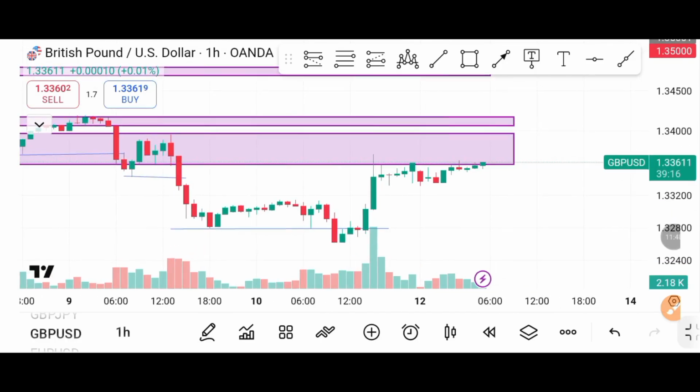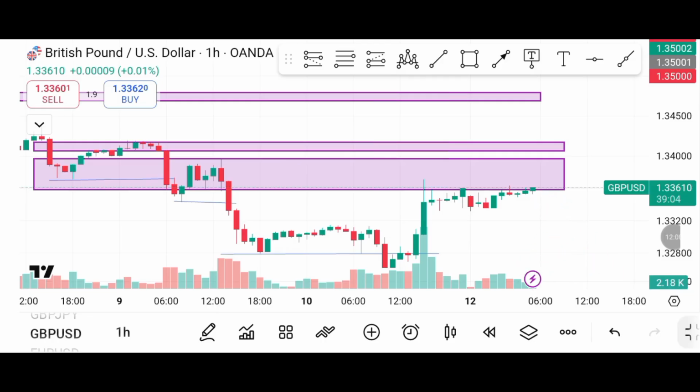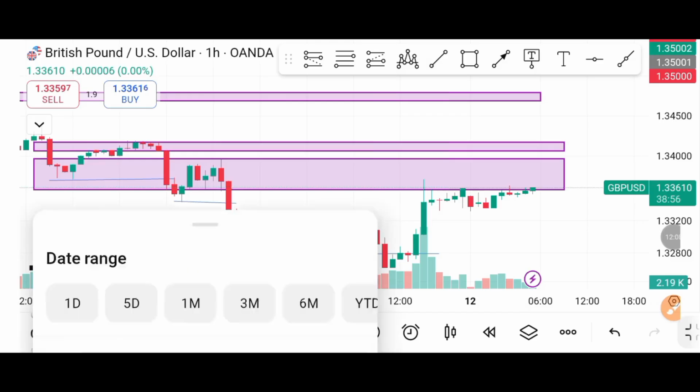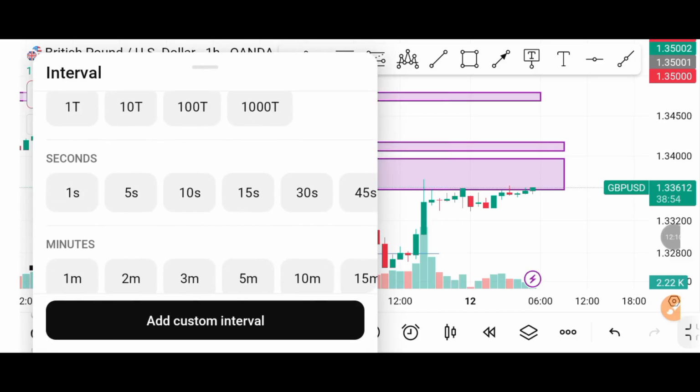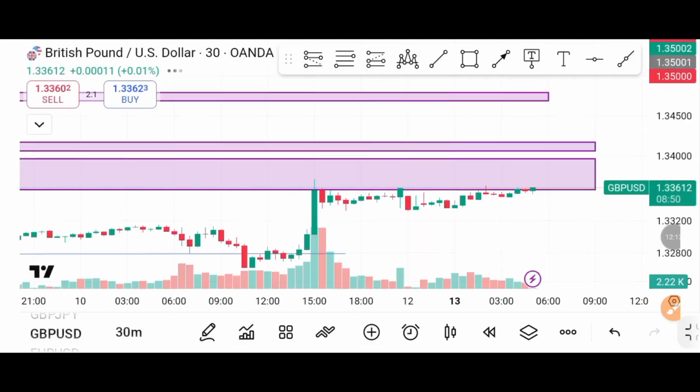So over here, nothing else to look out for, apart from the fact that we're waiting for price to actually tap into one of these other blocks and give us a sell movement to the downside. So we'll scale over to the 30 minutes time frame or the 15 minutes time frame. Let's check out the 30 minutes time frame. Okay, let's see what's going on.